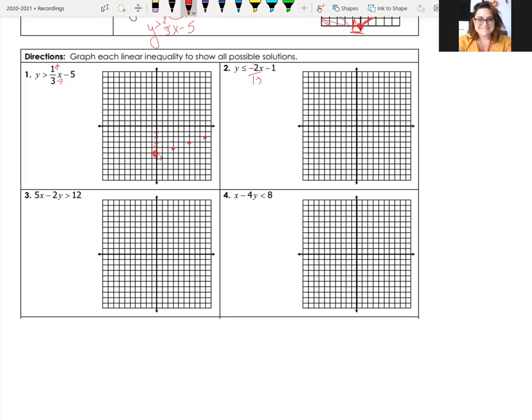Now we look, there is nothing below my inequality, which means this is going to be a dotted line. So down 1 over 1, 2, 3. I want to finish my line out. There we go.